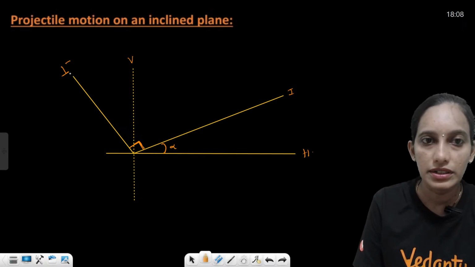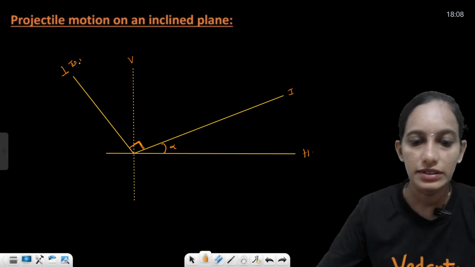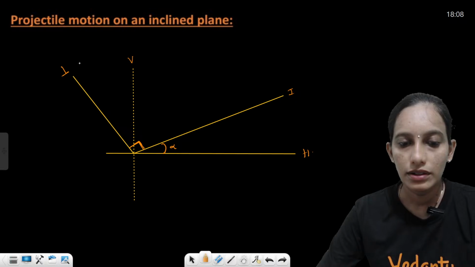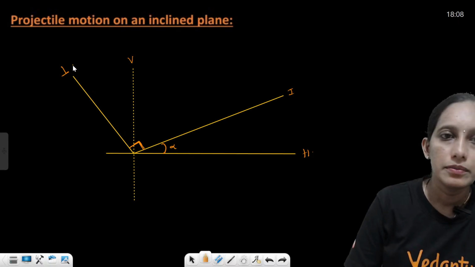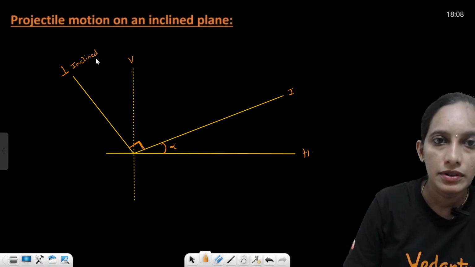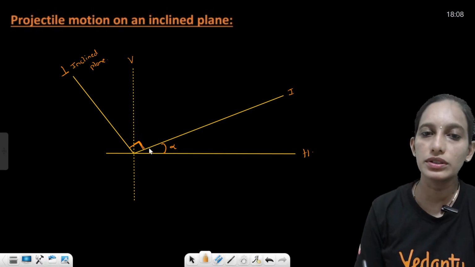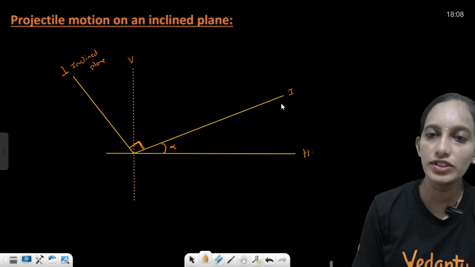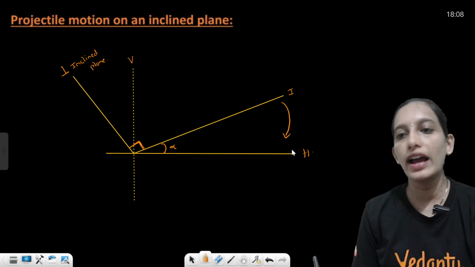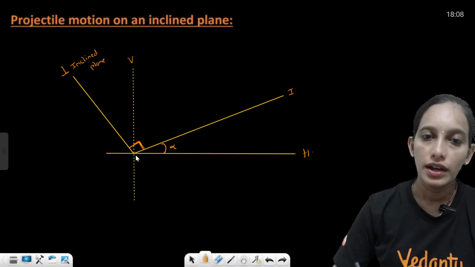Perpendicular to the inclined plane. Okay, so this was with respect to the basic planes that we are considering. And I think if we rotate it back by an angle of alpha in this direction, we are actually going to get our normal or oblique projectile motion.